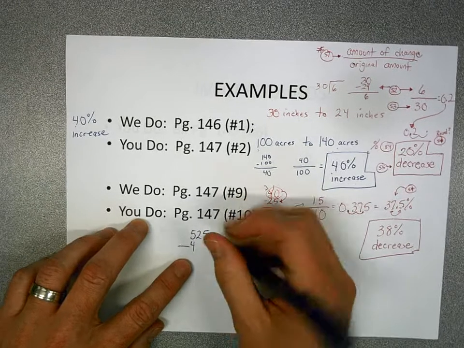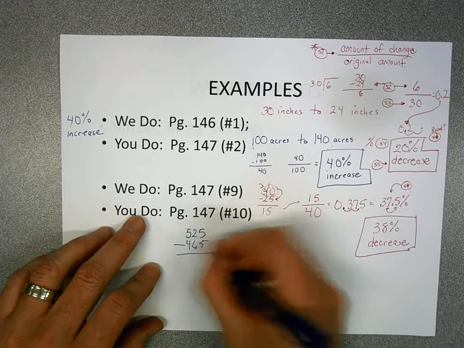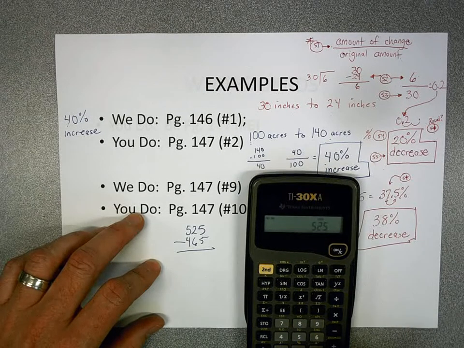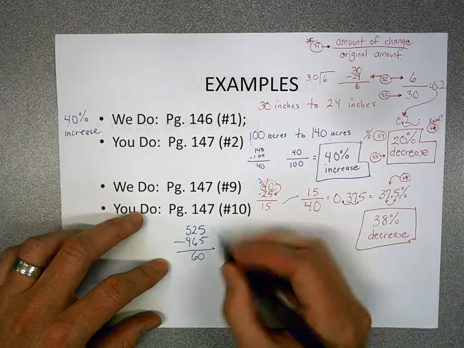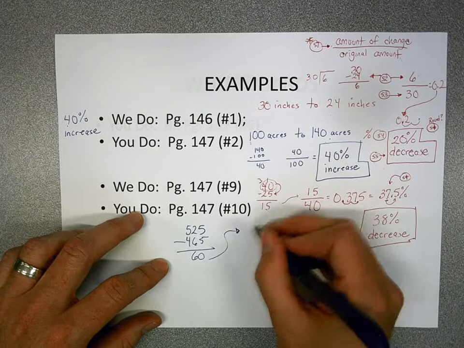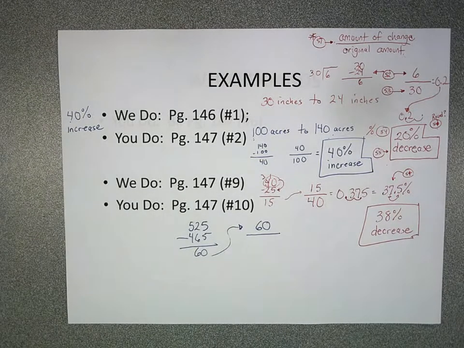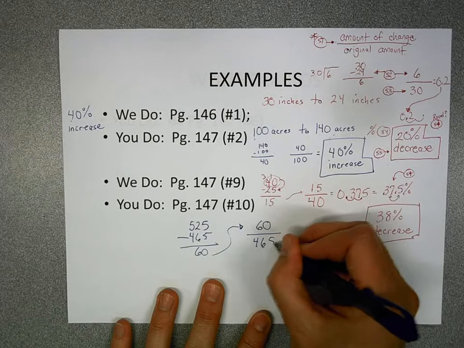So 525 minus 465. Okay, I have a calculator. I'm just going to use that. 525 minus 465 equals 60. That's our amount of change. So it changed by 60 students. Now the original amount, well, they have this year and last year. Well, last year is what comes first in chronological order, right, in time. So last year was 465. So that's our bottom number.